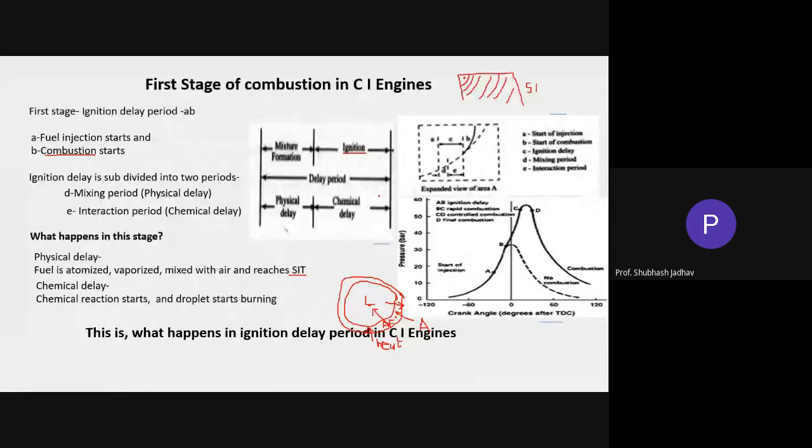So what is ignition delay? The period between the starting of injection to the starting of combustion. This is your ignition delay in case of a CI engine. It has two sub periods: physical delay period and chemical delay period. During the physical delay period, fuel is atomized, vaporized, a mixture is formed, and the mixture reaches self-ignition temperature. During the chemical reaction period, the chemical reaction starts and the droplet starts burning. So this is the first stage of combustion. I hope everybody has understood it, and let us move on to the second stage of combustion.